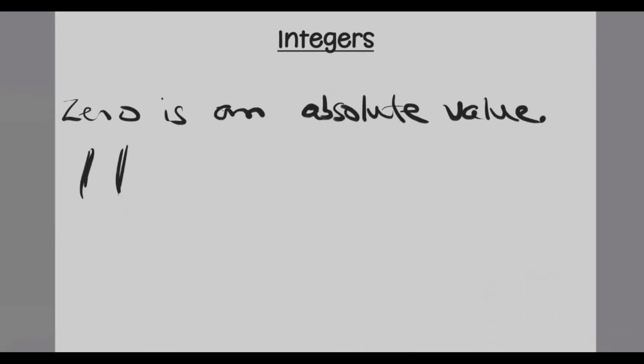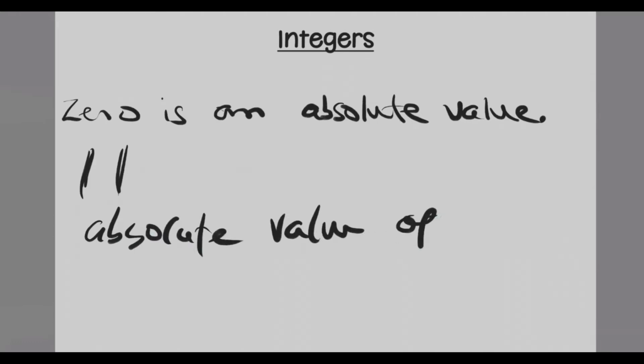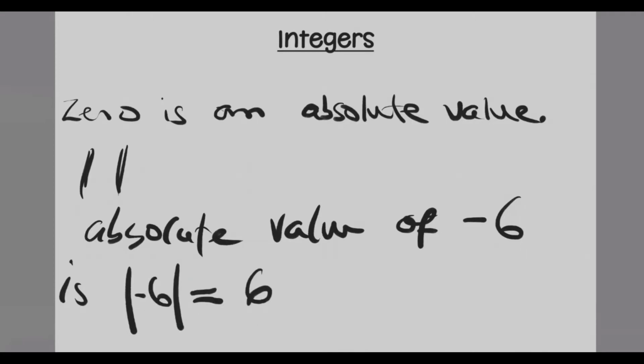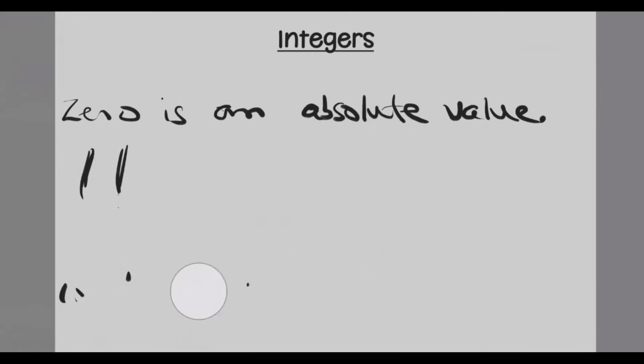Anything that is absolute is positive. For example, what is the absolute value of minus 6? The absolute value of minus 6 is, you're going to put double line, minus 6 in there, that's equal to 6. Okay? What is the absolute value of minus 6? It is 6.